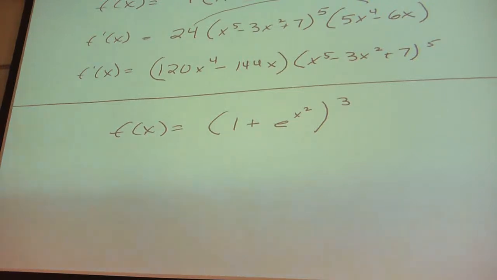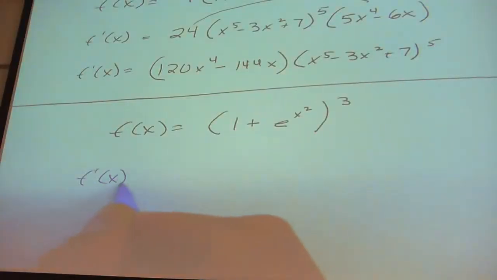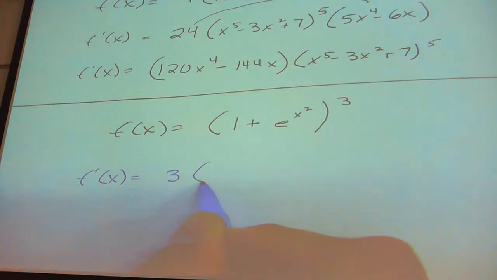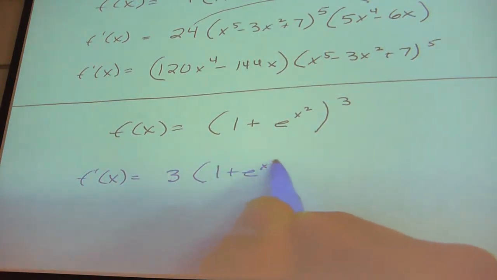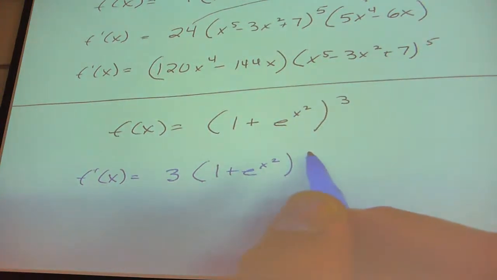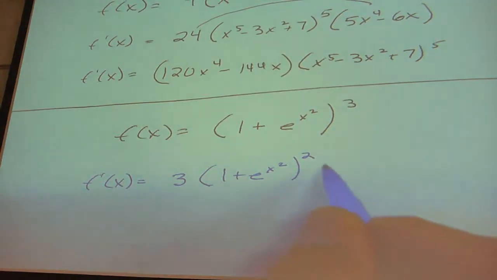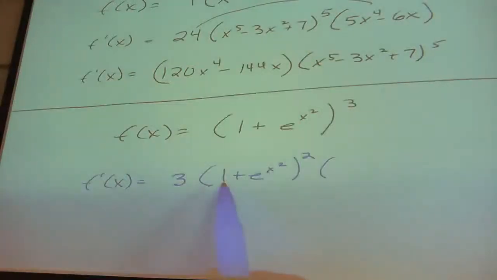So let's go nice and slow. What happens to the 3? Goes to the front. What happens to the inside? Stays the same. And then what happens to the exponent of 3? Subtract 1 becomes 2. Stop there. Any questions so far? Now, in words, what's the last part of chain rule? Derivative of the inside. So I'm going to do the derivative of the inside. What's the derivative of 1? 0.